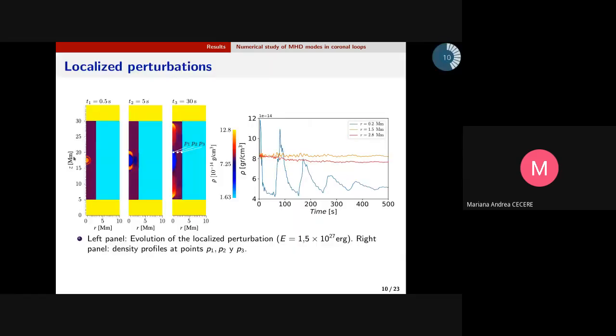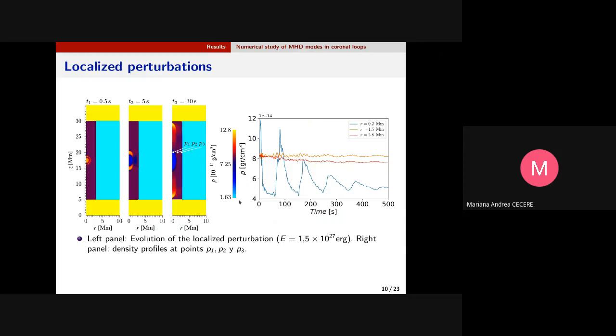Then, we impose a localized perturbation with an energy that resembles the action of a microflare. In the evolution, we can note that the perturbation is highly collimated by the magnetic field in Z direction. We analyze the density in time for 3 points, we note near the axis the evolution of the propagating shock waves, but at 1.5 and 2.8 megameters, the signal decreases.